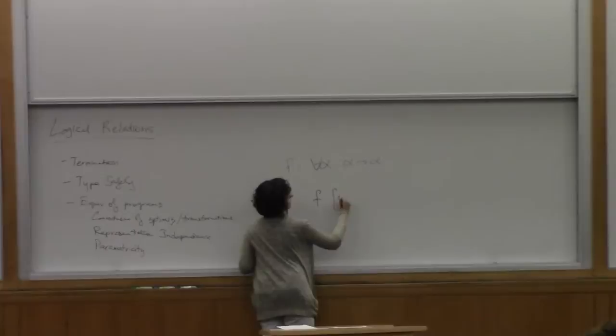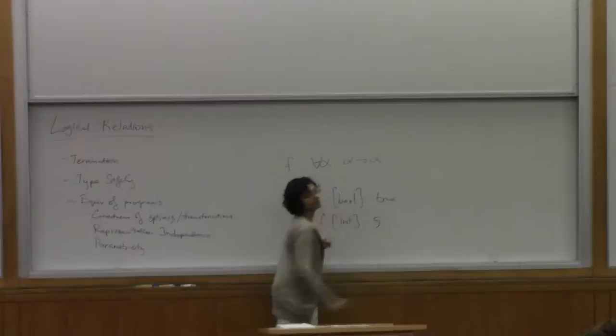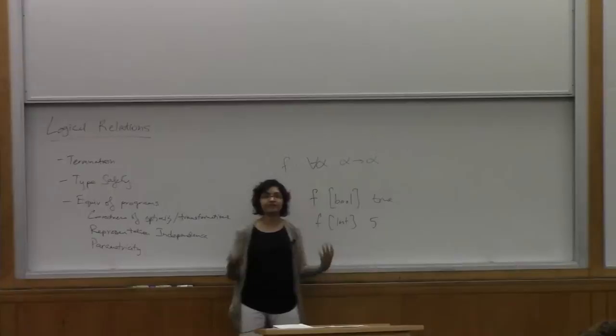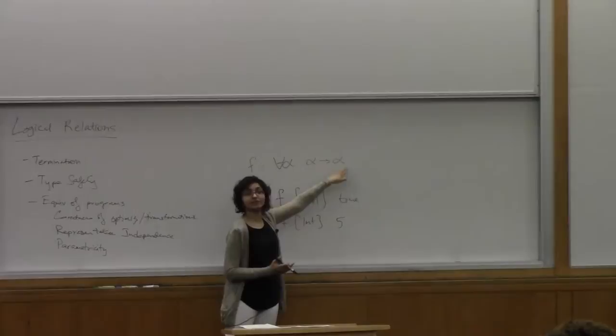Or I could pass in false, but I could also do f, instantiate that alpha type with int, and pass in 5. In the first case, f has to give me back true, because it can't generate any other alpha value, because it doesn't know what alpha is. So it has to give you back the thing that you passed in. There's no other way for it to generate an alpha.